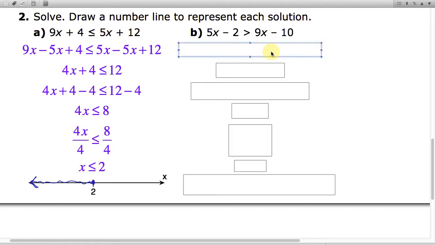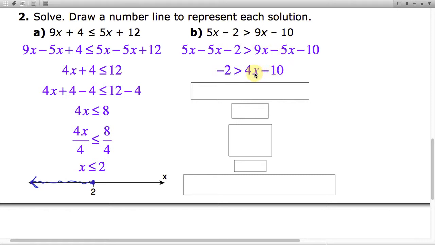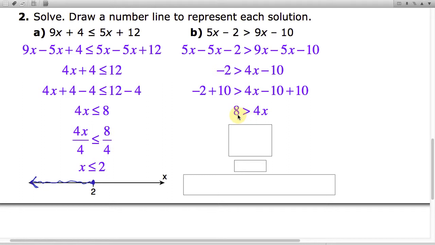Next question, part B. Again, just moving the variable terms to one side, so I've decided to move them to the right this time. I end up with 4x on the right. Constant terms are going to go on the left as a result, so I have to add 10 to both sides. That gives me 8 on the left. Now divide both sides by the coefficient of the variable. We end up with 2 greater than x, or x less than 2.